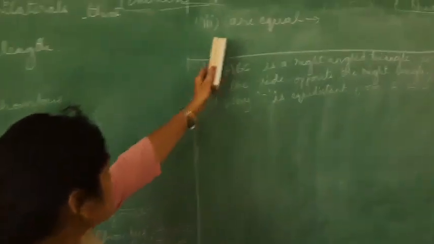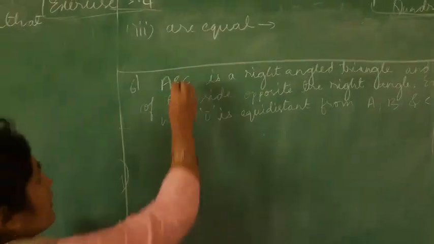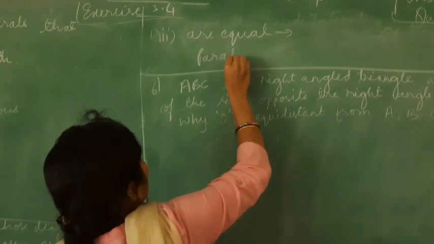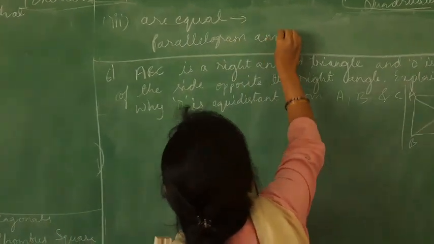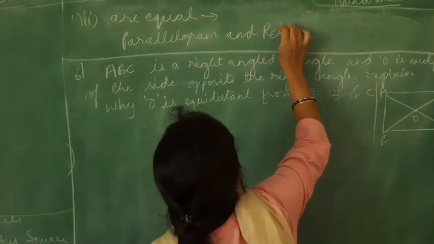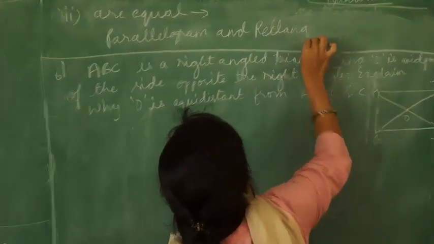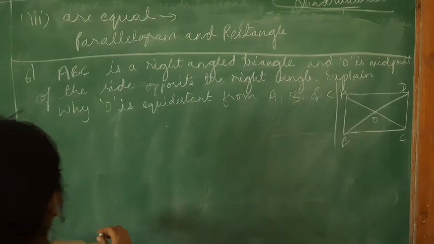Now, in this last one, diagonals are equal. Parallelogram and rectangle. In these two, diagonals are equal.